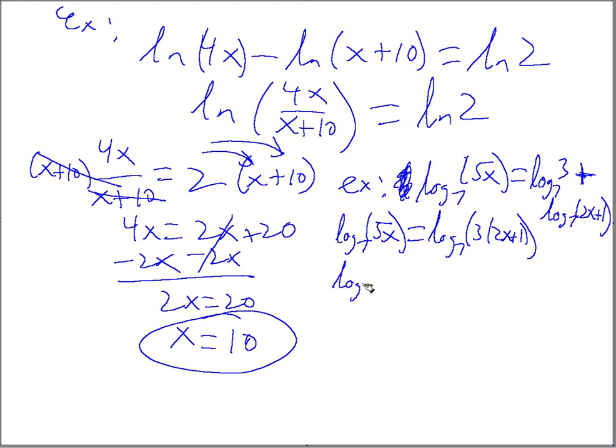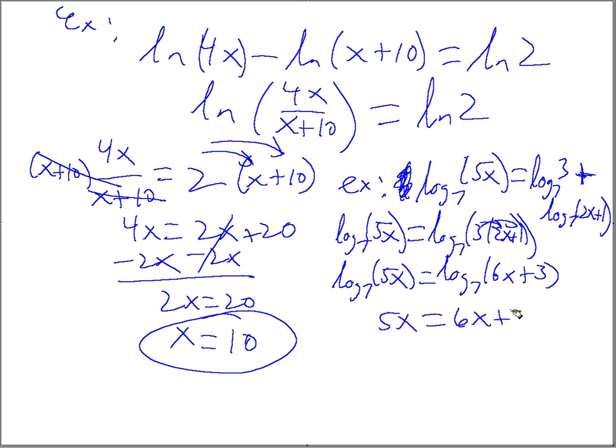So this is log base 7 of 5x equal to log base 7 of 6x plus 3, if I distribute the 3 there. Again, the one-to-one property says we can set 5x equal to 6x plus 3. Bottom line. Let's subtract the 6x on both sides to get the x's on the left. So we get negative x is equal to 3. x will be, if you divide by negative 1, negative 3.